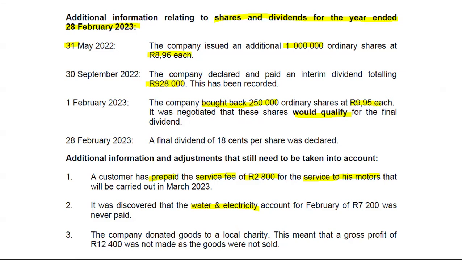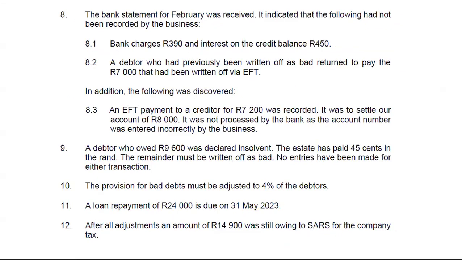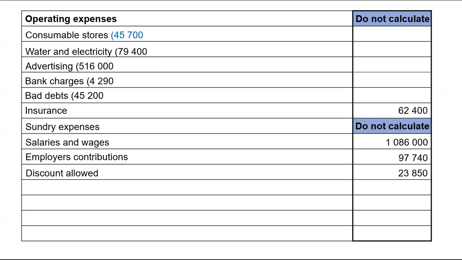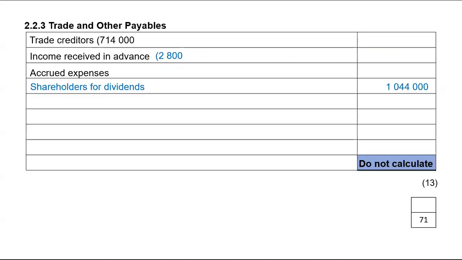So we've used these services, so we've incurred the expense amounting to 7,200. But that 7,200, because it was not paid, was not included in that 79,400. So I'm going to add the 7,200 because I've incurred it, even though I haven't paid it. But because I've not paid for it, it will be recorded as accrued expense. Where do we record accrued expense? In trade and other payables. There we go.